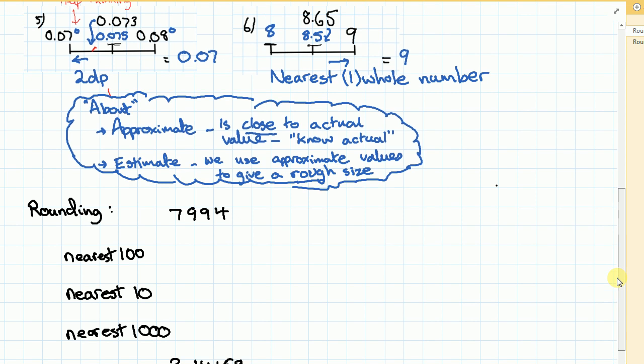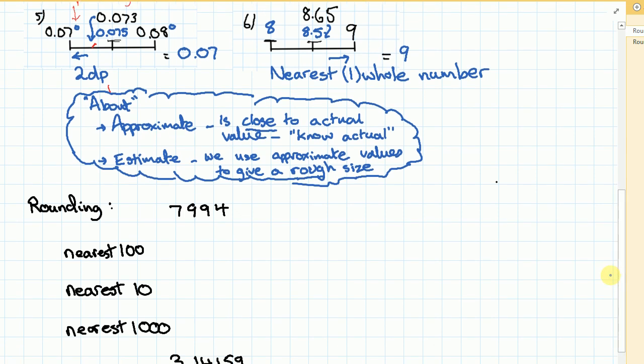So let's round first of all the 7994 to the nearest 100. Well, the hundreds column is this 9, so I'll just make a copy of the number. We don't worry about the 4. The 4 is a number we need to know, but we're not going to use it, so I'll just cross it out actually. I'm crossing it out vertically because the number is there, but we don't need to know about this number at all.